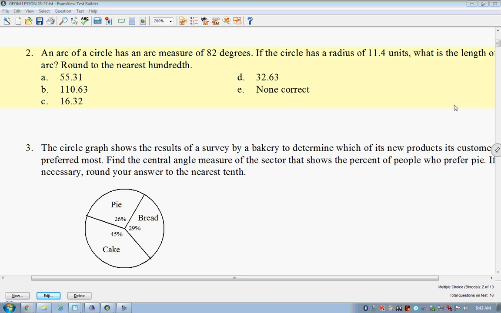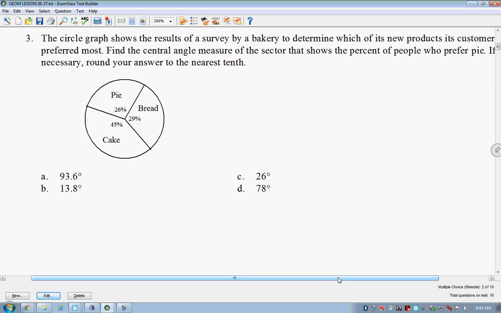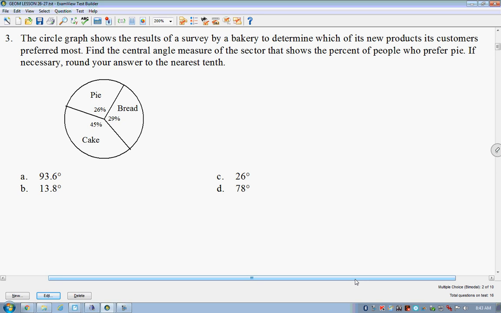Number 3. A circle graph shows the results of a survey by a bakery to determine which of its new products its customers preferred most. We want to find the central angle measure, so we're looking for something in degree form, of the sector that shows the percent of people who prefer pie. If necessary, round your answer to the nearest tenth. So pie is 26% of the pie, correct?